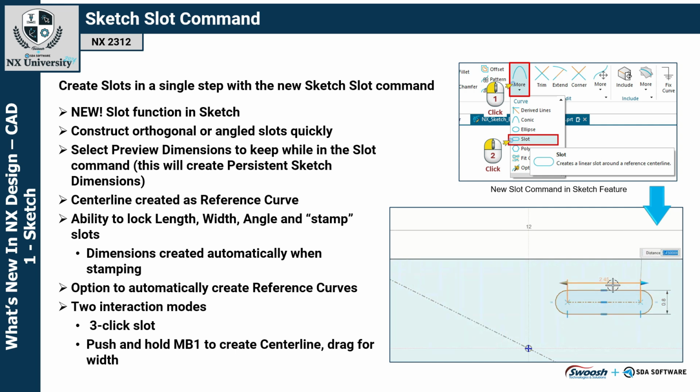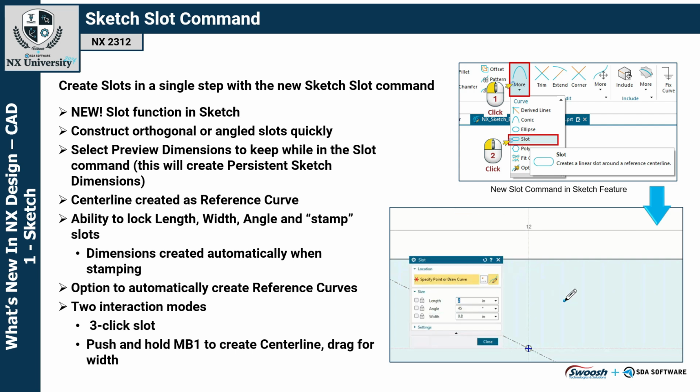You can select the preview dimensions to keep those while in the slot command. This will create persistent sketch dimensions after you select those. It also creates the center line as a reference curve if you'd like that. You have the ability to lock the length, the width, the angle, and stamp the slots. Dimensions can be created automatically when you are doing a stamping operation. Options to automatically create reference curves are available as well.